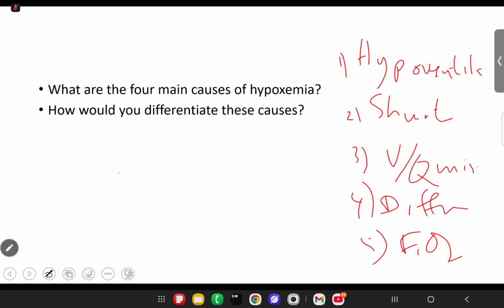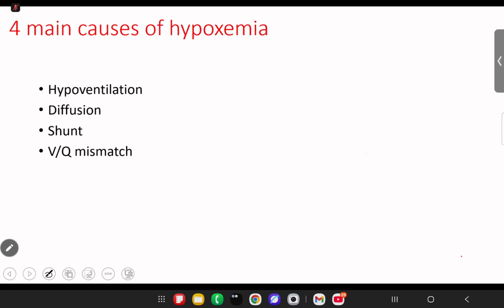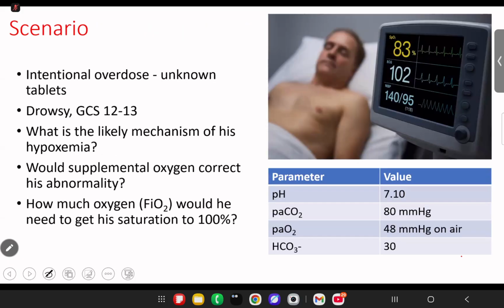Okay. How would you differentiate these causes? We'll come to that in a minute. So these are the 4 main causes of hypoxemia. We'll take one clinical scenario just to understand. This is a middle-aged man, taken into the emergency after an unknown intentional overdose of unknown medication. He's drowsy, with a saturation of 83%, slightly tachycardic, and blood pressure slightly up. So what is the likely mechanism of his hypoxemia?